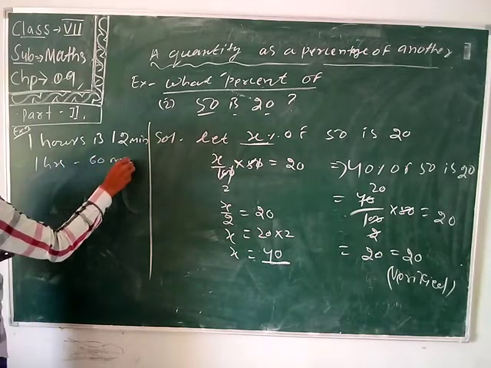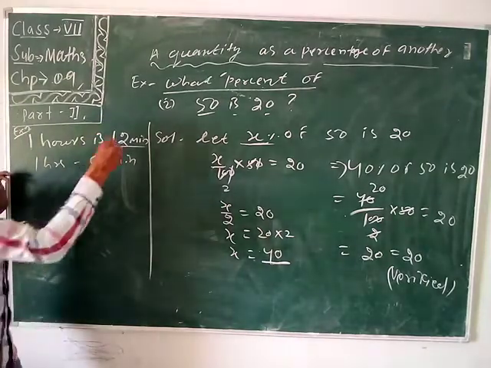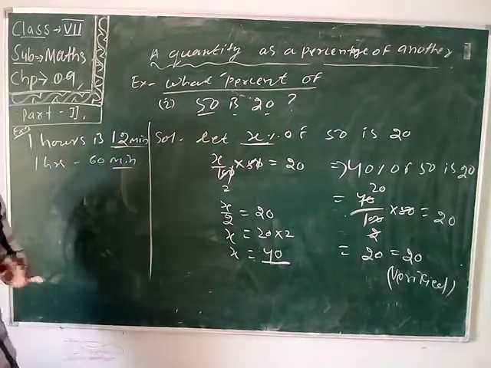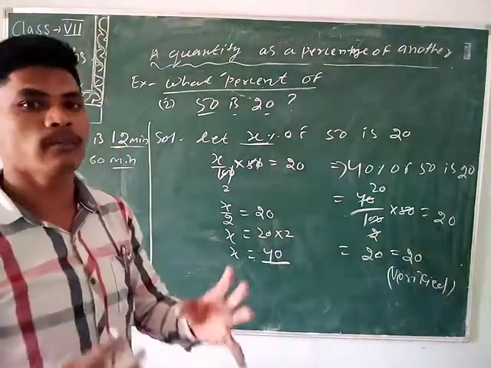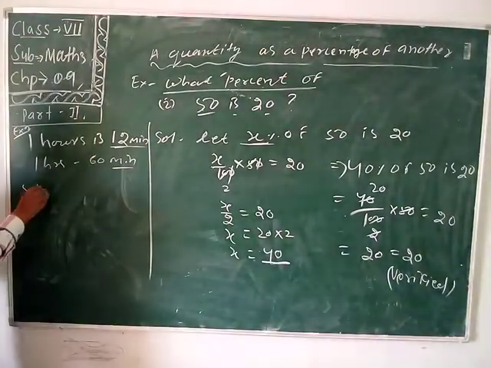60 minutes. Why do we convert into minutes? Because here the unit is in minutes, then we can change them to the same units. If we change them to the same unit, then we can easily find the answer. Let's show that solution.